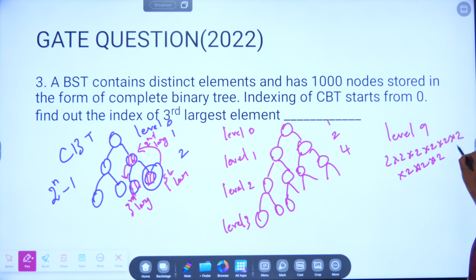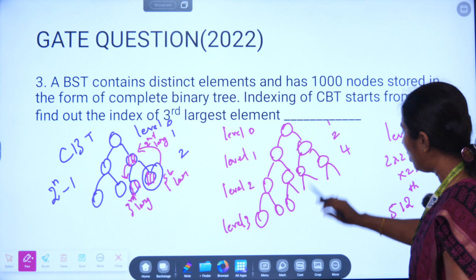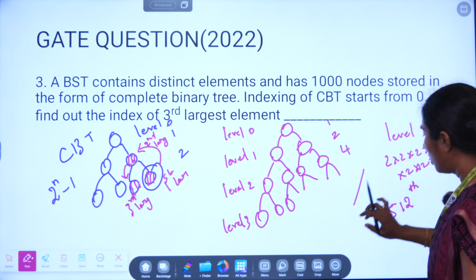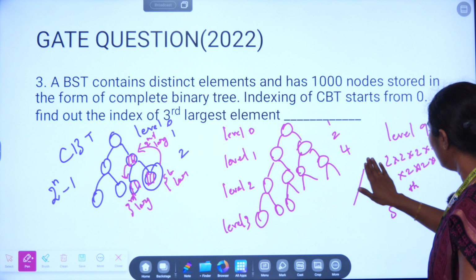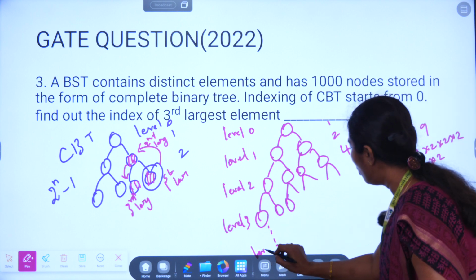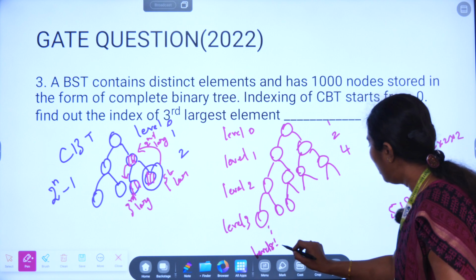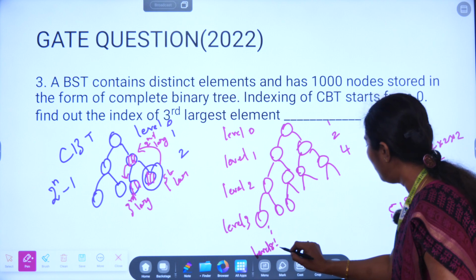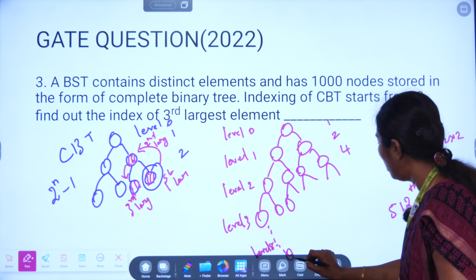So the number of levels we are having over here is 9, and it will start with the number of nodes we are going to have at level 9. It starts from the 512th index position, so level 9 will start there. This level will go on till level 9. We are going to consider level 8 over here, and then we are going to consider level 9.